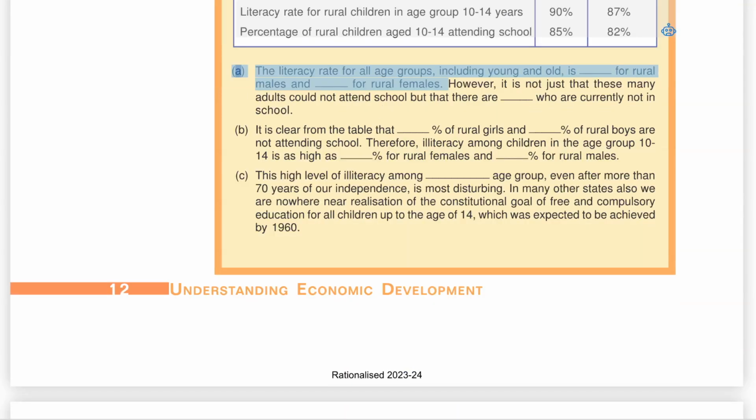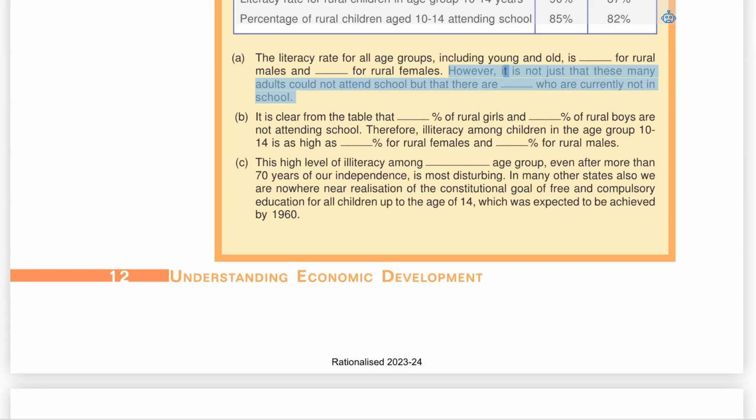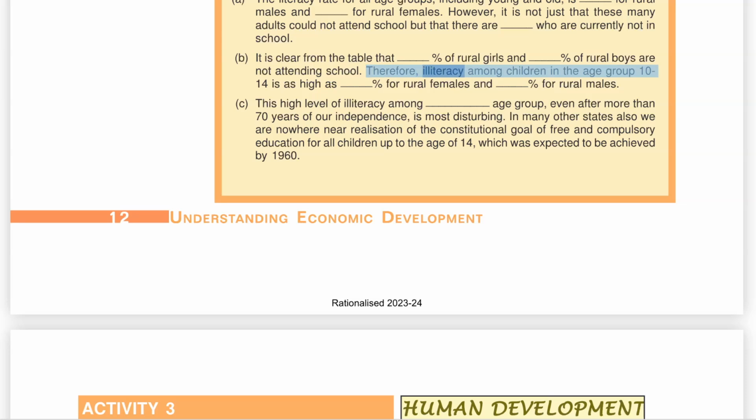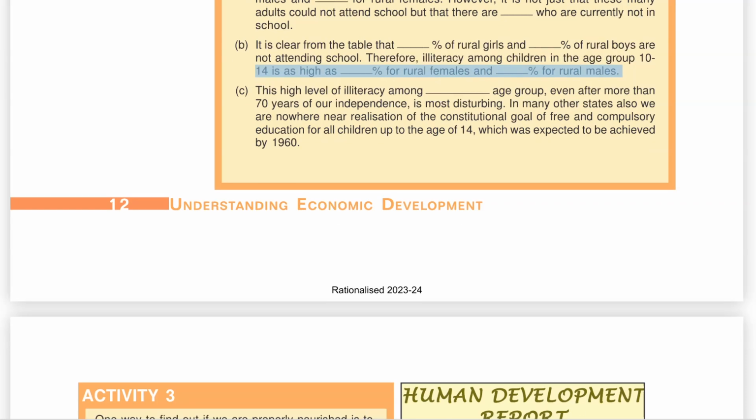Activity 2. A. The literacy rate for all age groups, including young and old, is blank for rural males and blank for rural females. However, it is not just that these many adults could not attend school but that there are blank who are currently not in school. B. It is clear from the table that blank percent of rural girls and blank percent of rural boys are not attending school. Therefore, illiteracy among children in the age group 10-14 is as high as blank percent for rural females and blank percent for rural males.